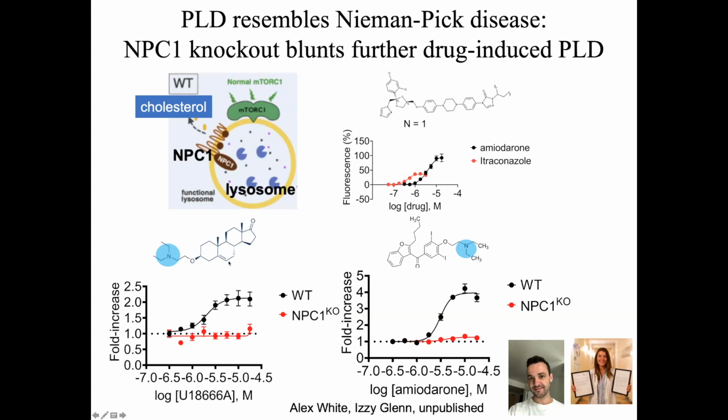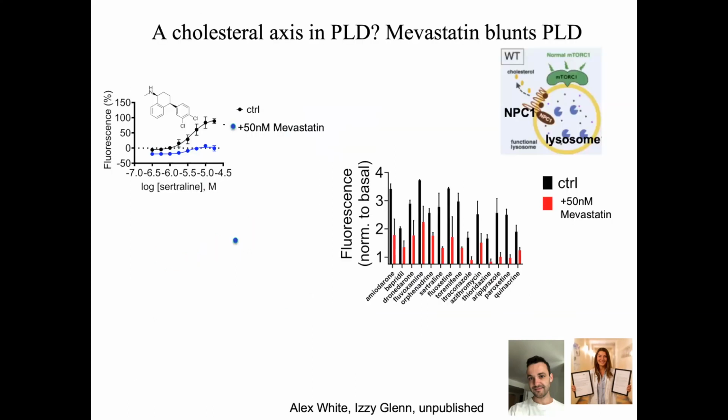Then when you knock out NPC1, this is amiodarone on the right here, amiodarone, which in the wild-type cells is the poster child as far as everybody's concerned for phospholipidosis, does not induce phospholipidosis. And this other NPC1 ligand, which is a cationic amphiphile and a strong phospholipidosis inducer, when you knock out NPC1, the effect goes away. That's consistent with NPC1 being involved. NPC1 is a cholesterol transporter. It transports cholesterol out of the lysosome, which is thought to be the center of phospholipidosis in the cell. And you can also do it by mevastatin.